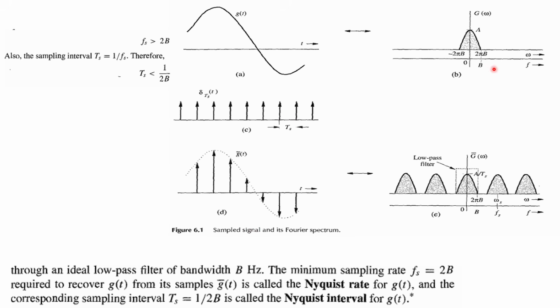It has a bandwidth from minus b to plus b, so finally the bandwidth will be twice b. If you pass this through an ideal low pass filter, then the minimum sampling rate will be twice b, right? If you want to recover, and the rate is lesser than twice b, what will happen? The sampling interval will be less than one over twice b, and this is the Nyquist interval. So the Nyquist rate is a sampling frequency greater than twice b, and the time interval corresponding to that sampling frequency is called the Nyquist interval.